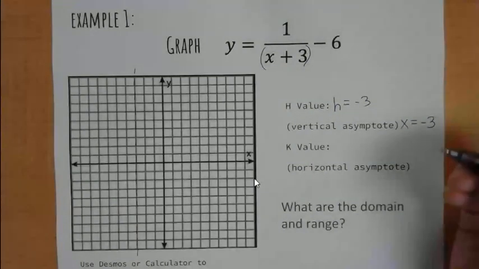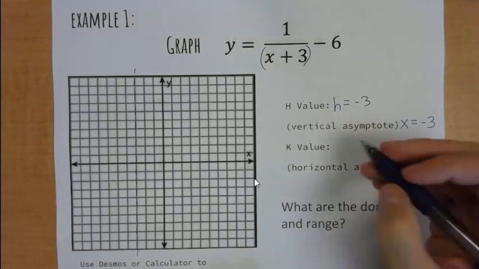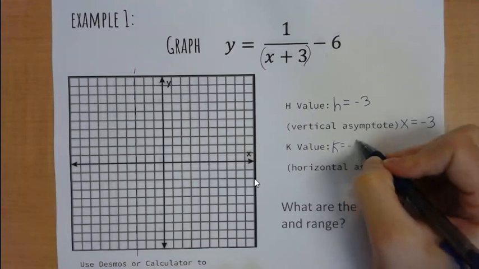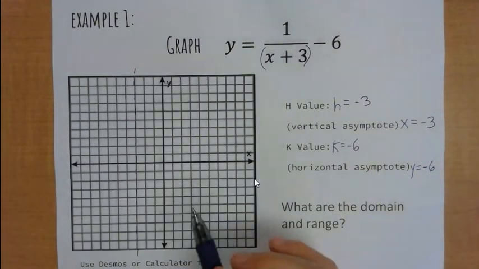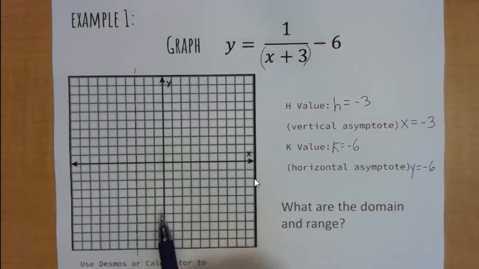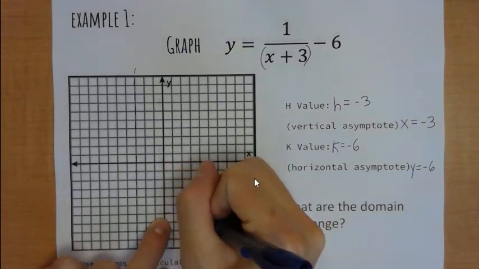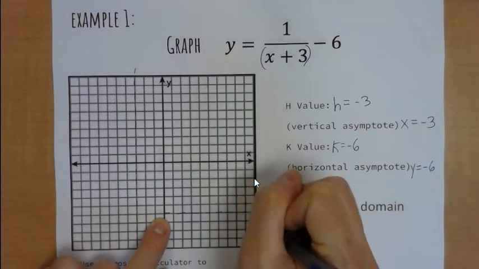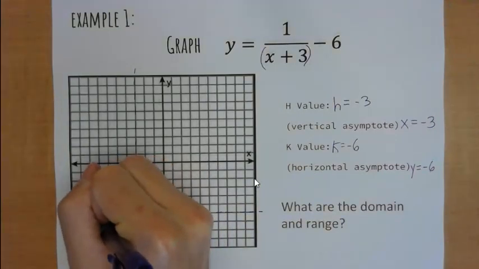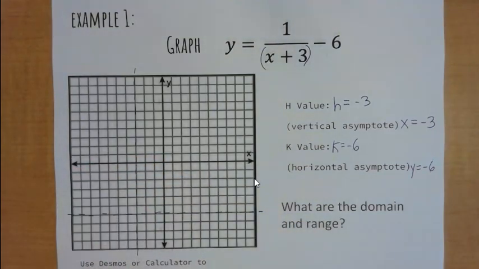And then the same thing for k. I'm going to look at this negative 6 and say that k equals negative 6, and my horizontal asymptote is going to be at y equals negative 6. And so that means I can draw my flat line at 1, 2, 3, 4, 5, 6 spaces underneath my x-axis. And that's where I'll draw my blue dotted horizontal asymptote. And a big part of graphing this function is already done for us right there. So we have split up into 4 parts on here.